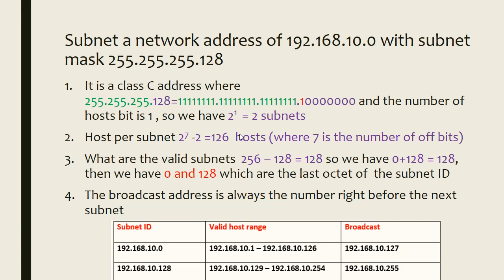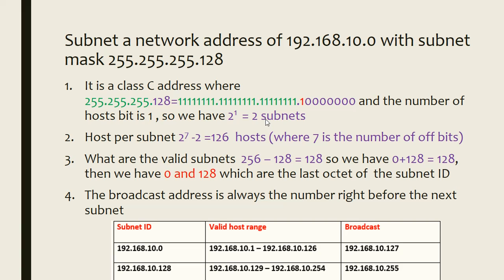Now to find the hosts per subnet, we need to calculate. This is the number of subnets, that is 2 raised to the power 1, the number of host bits that are on. But to find the number of hosts per one subnet, I need to count the number of host bits that are off. It is 7 here. So I have 2 raised to the power 7 minus 2, making 126 hosts per one subnet.